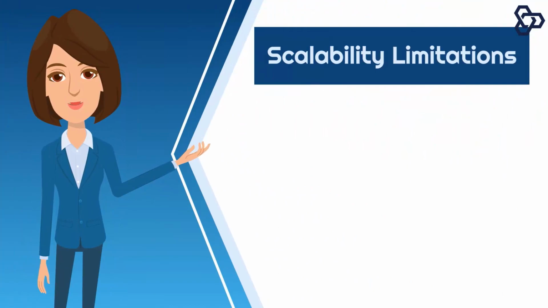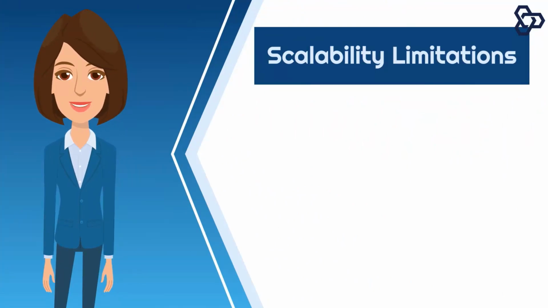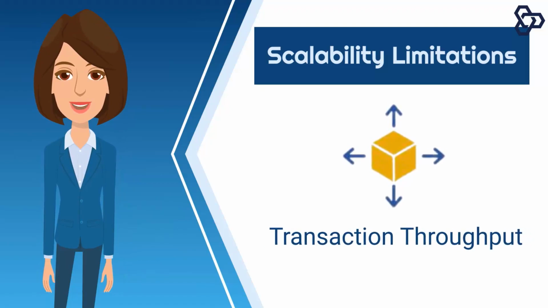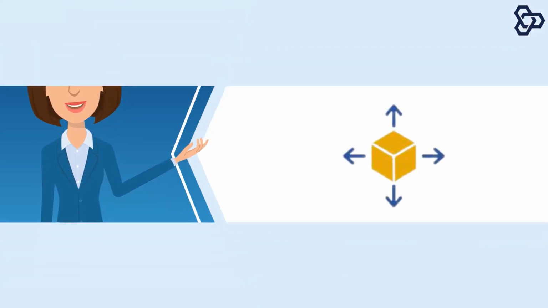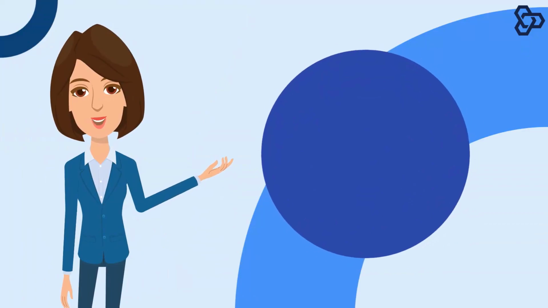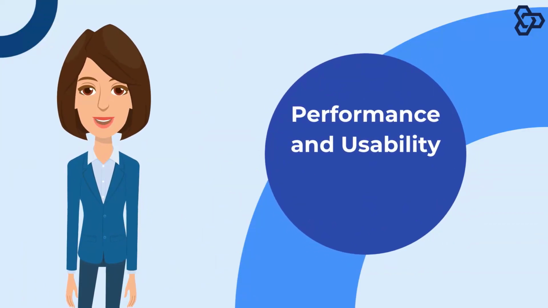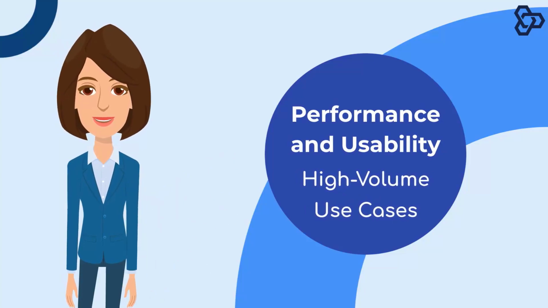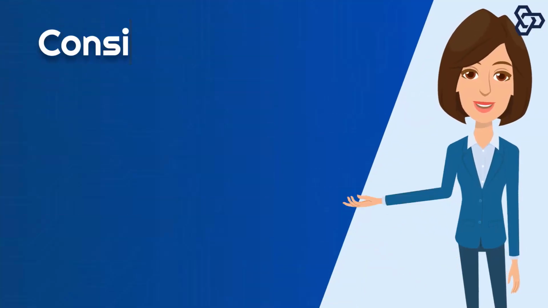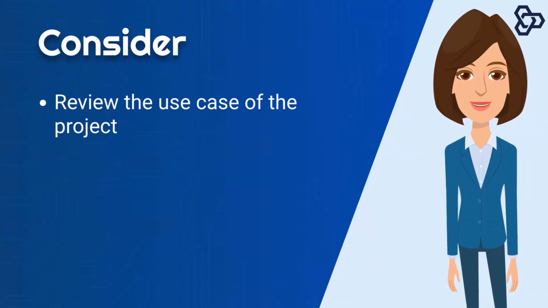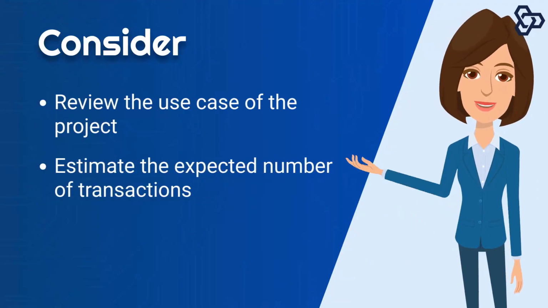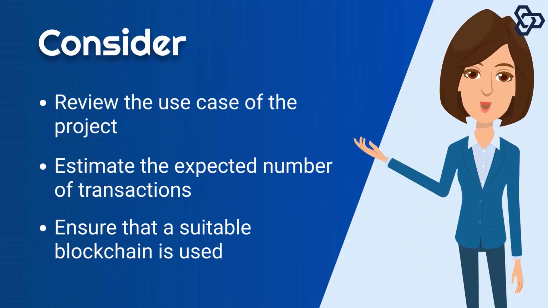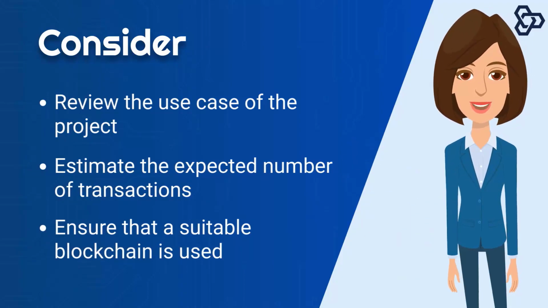Scalability limitations. Blockchain platforms may have limitations in terms of scalability, transaction throughput, and gas fees. These limitations can impact the performance and usability of smart contracts, especially in high-volume use cases. Consider: review the use case of the project and estimate the expected number of transactions to ensure that a suitable blockchain is used, both from a scalability and gas fee perspective.